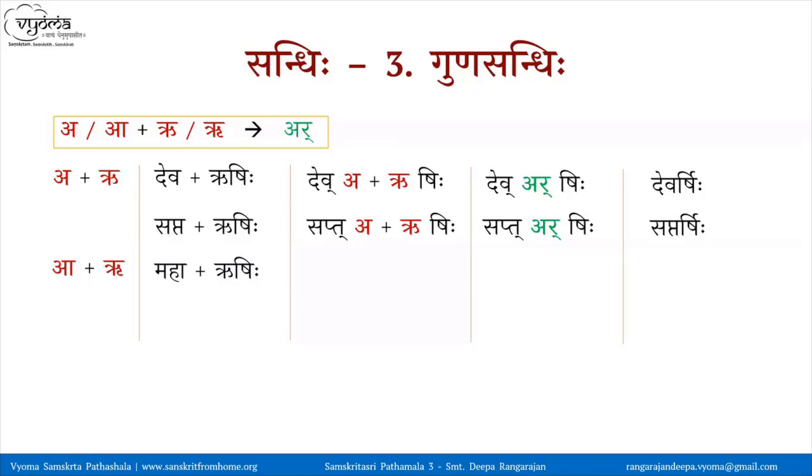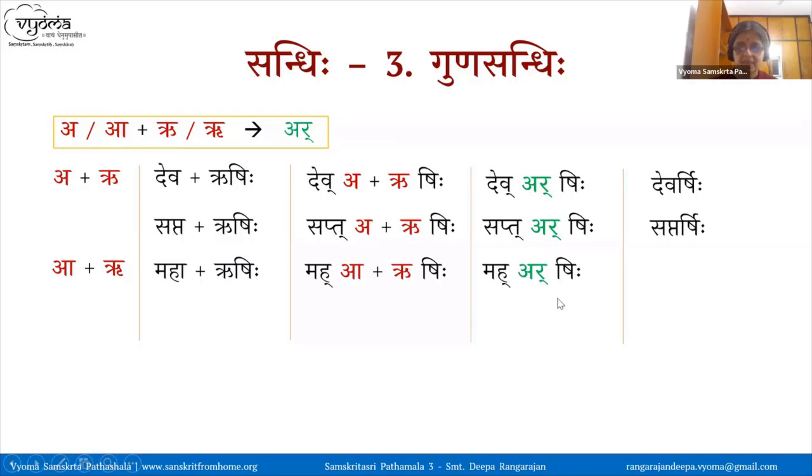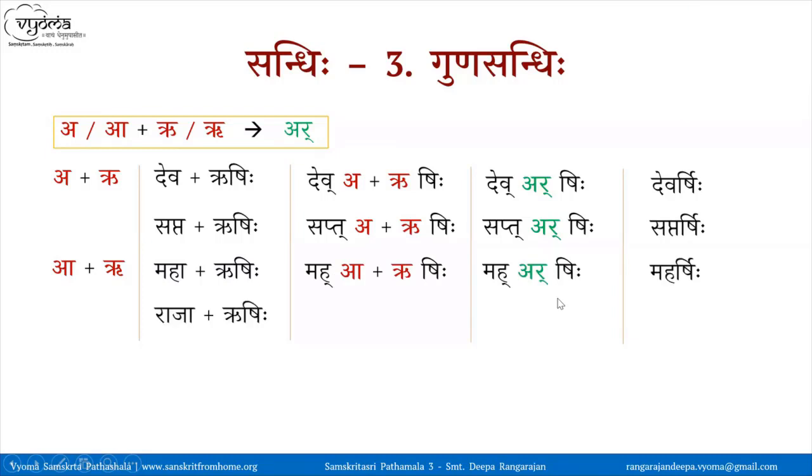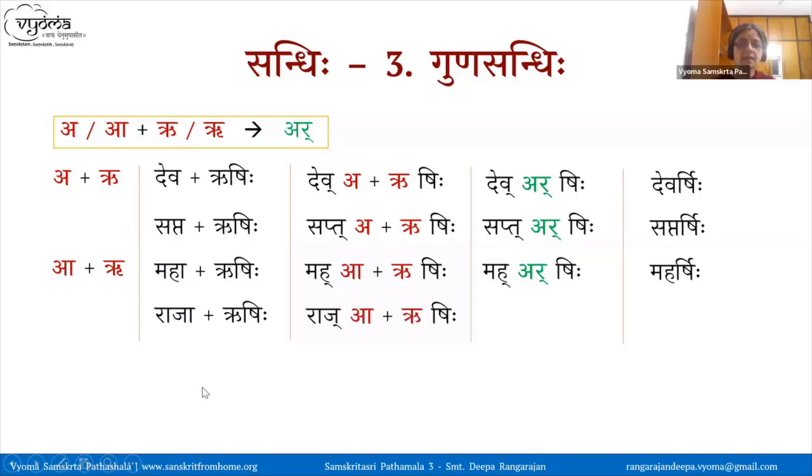Maha plus Rishihi, Maharshihi. Whether it is A or A, you get only Ar. So, Maharshihi. Okay, Ar only. Raja plus Rishihi, Rajarshihi.